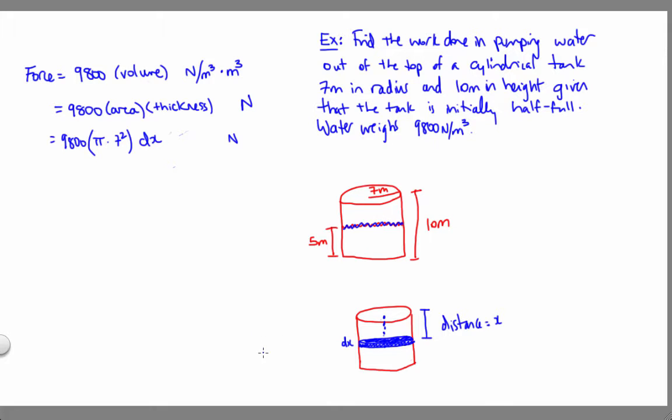At this point we've got expressions for distance and force, and the last thing we need to do before setting up our integration is figure out which x values we're going to be integrating through. Remember that x represents the distance that a slice of water has to be lifted. Initially our tank is half full, so at the beginning of the problem one of those very thin disks of water is going to have to be lifted 5 meters. Whereas by the end of the problem, when the tank is virtually empty, that thin disk of water is going to have to be lifted 10 meters. So we'll be integrating through the x values 5 to 10.